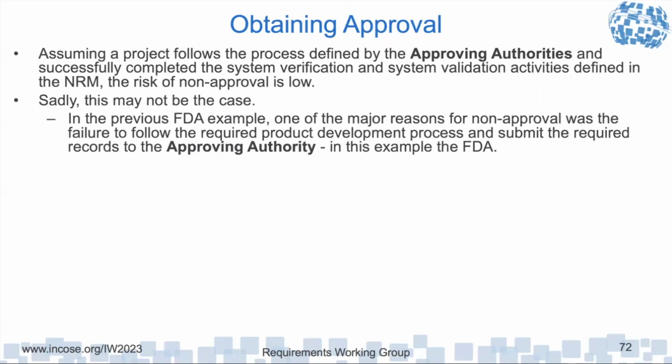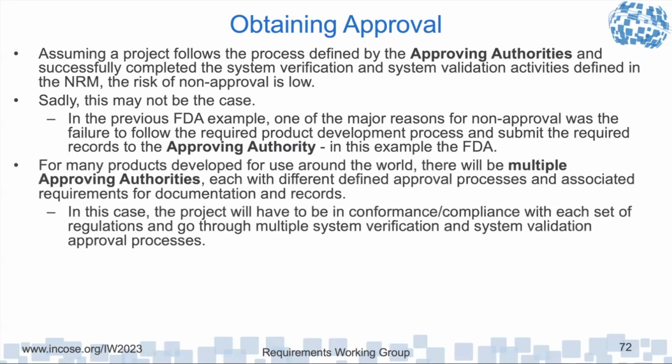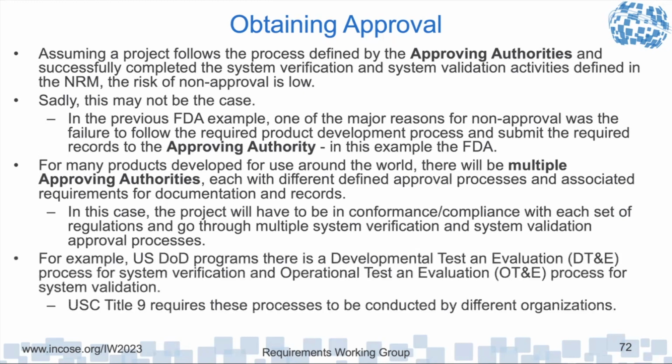In the previous FDA example, one of the major reasons for a third of the programs not being approved was the failure to follow the required product development processes and failure to submit the required records to the approving authority. So for many products developed and used around the world, there are going to be multiple approving authorities, each with different defined approval processes and associated requirements for documentation and records. In this case, the project will have to be in conformance and compliance with each set of regulations and go through multiple system verification and system validation approval processes.